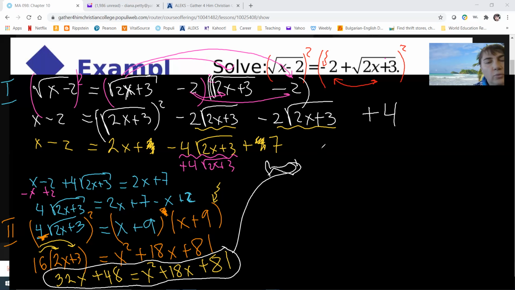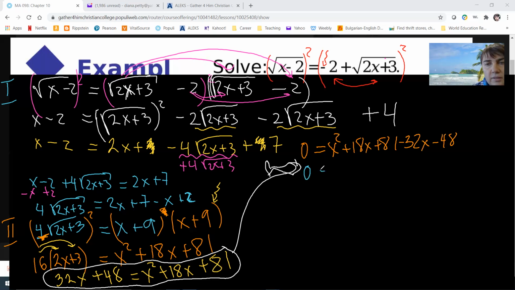So I'm moving everything to one side. Everything to the, what side is that? The right. So 0 equals x squared plus 18x plus 81 minus 32x minus 48. Okay. I don't like the orange. Let's do blue.